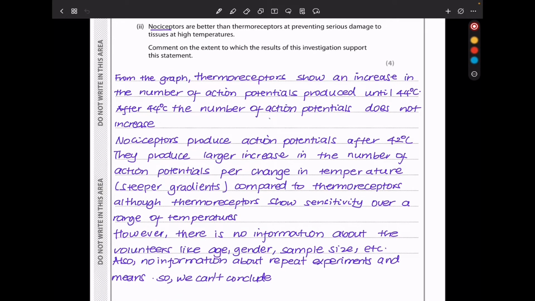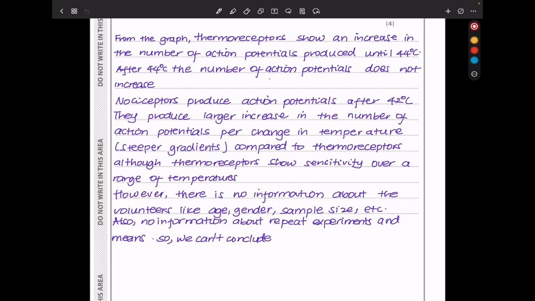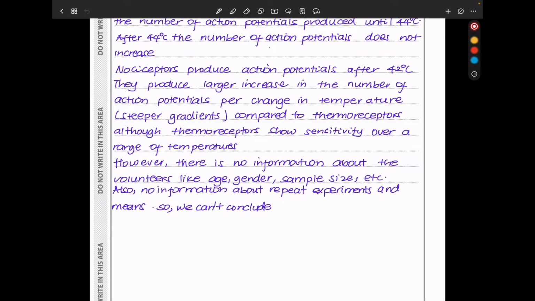So, like I've already explained in the graph, thermoreceptors showed an increase in the number of action potentials produced until 44 degrees Celsius. After 44 degrees Celsius, the number of action potentials does not increase. That is for the thermoreceptors. And then nociceptors produce action potentials after 42 degrees Celsius. They produce larger increases in the numbers of action potentials per change in temperature, meaning they show steeper gradients compared to thermoreceptors.